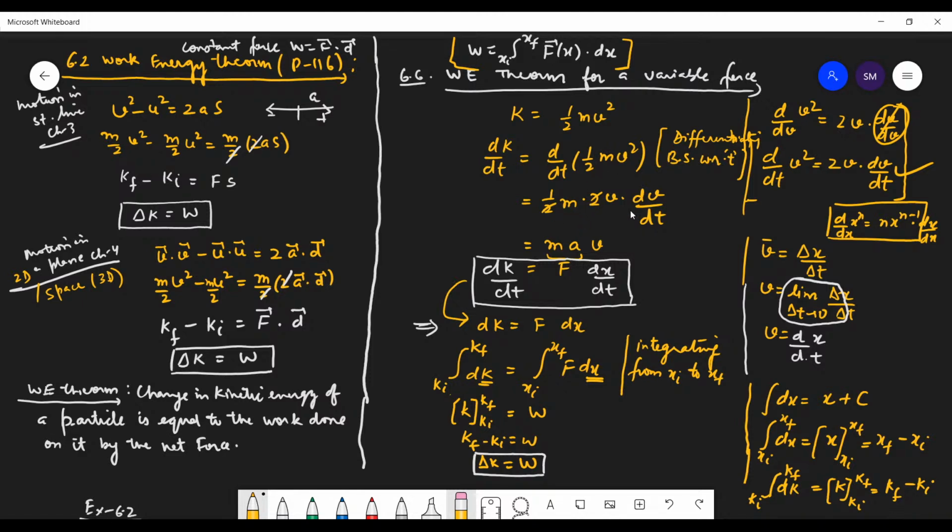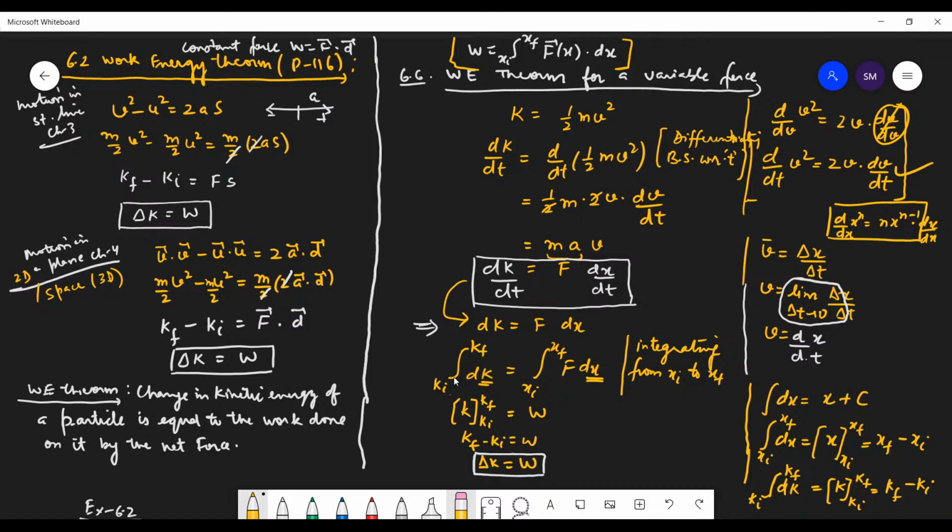Now dv by dt is acceleration, so this comes out to be m into a into v, and this comes out to be F into dx by dt. Another way to write it is, you can remove dt, so this will be dK is equal to F dx. We have not cancelled anything out, this is just another way. Both are the same.